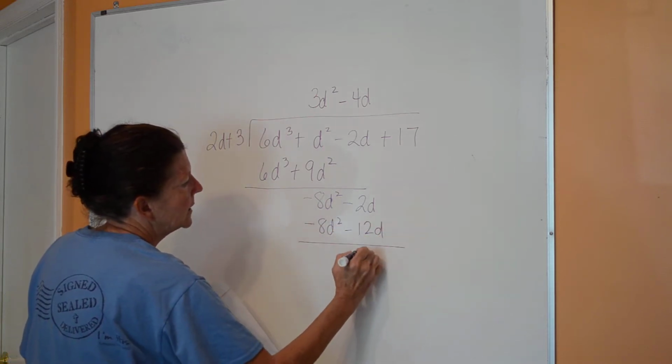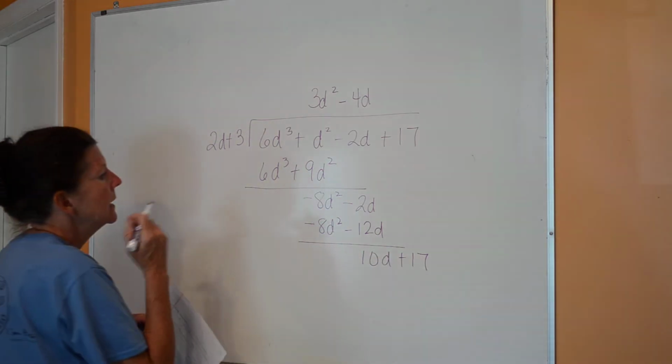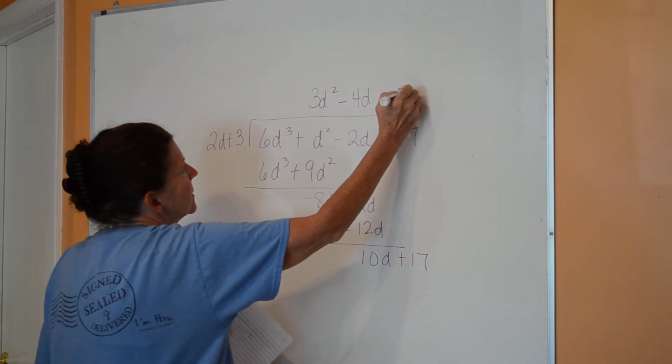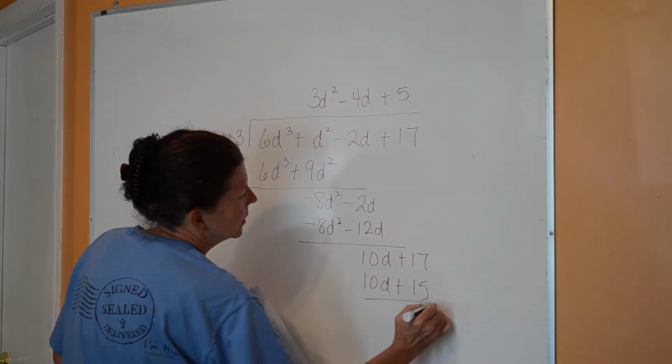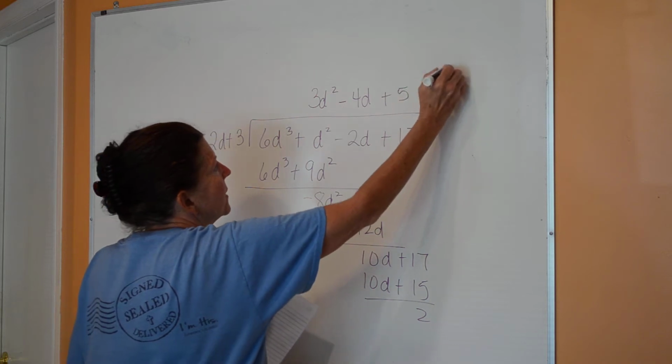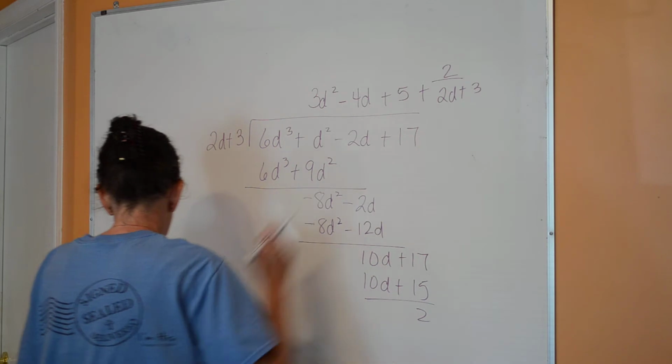When I subtract, I get a positive 10d. I'm going to bring down the 17. It's going to go in there 5 times, giving me 10d plus 15 with 2 left over. So it's going to be plus 2 over 2d plus 3.